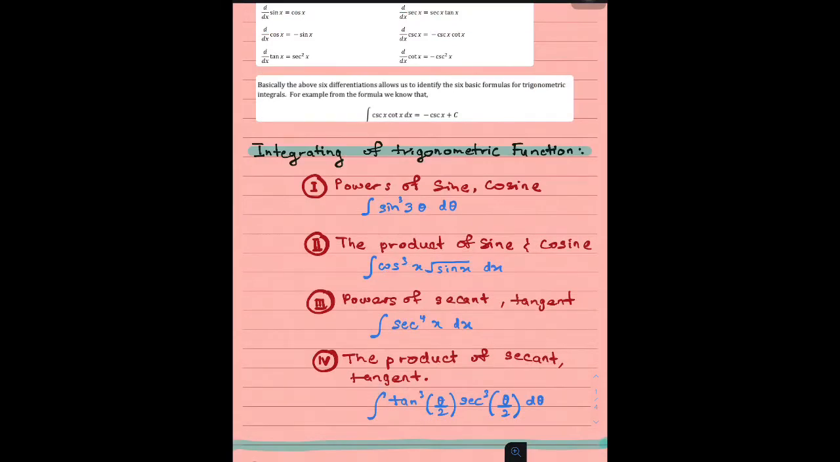In this topic, there are 4 subtopics. Number 1, powers of sine and cosine. For example, we want to integrate sine cubed 3 theta d theta. Number 2, the product of sine and cosine. Number 3, powers of secant and tangent. Number 4 is the product of secant and tangent.